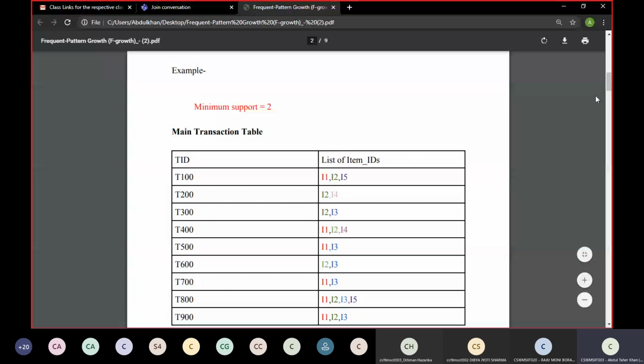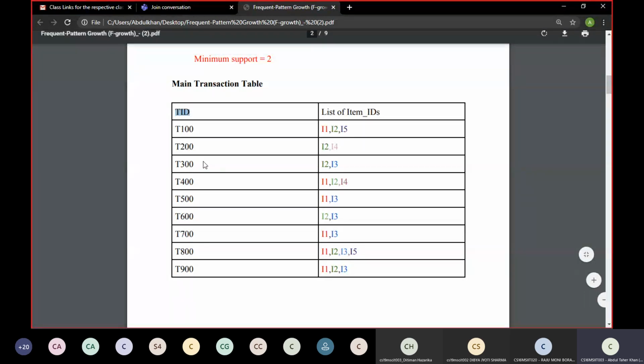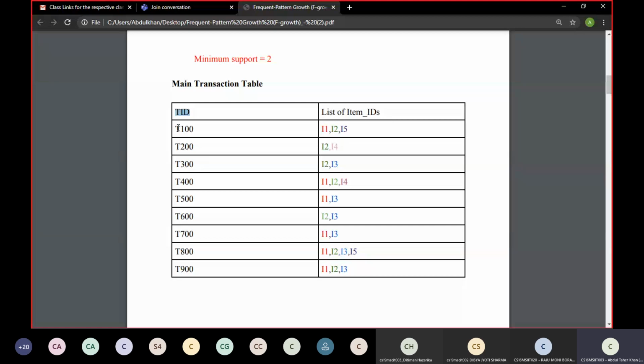This is the main database table known as transaction. We can call it the transaction table. The first column is the transaction ID, and the second column is the list of items. We can see that T100, transaction 100, has the list of items I1, I2, I5, and so on.